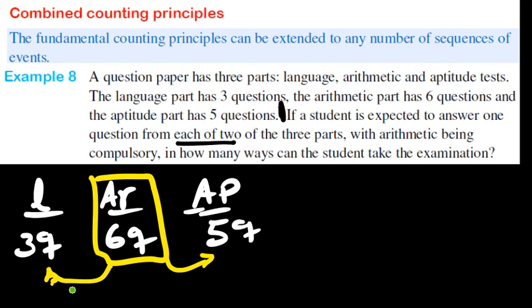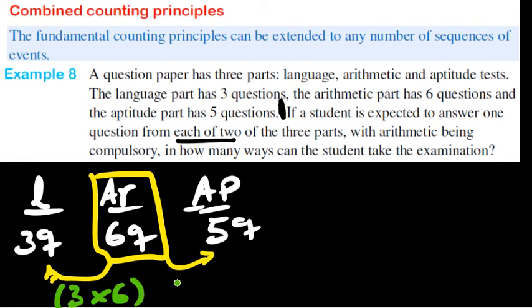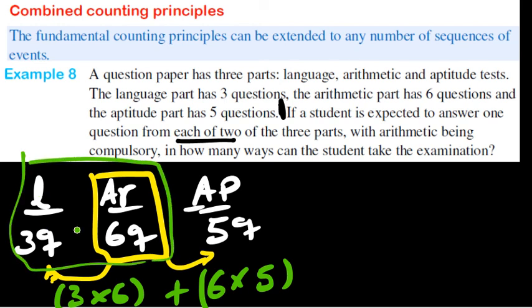It's a must. So that means he has 3 multiplied by 6 chances, plus, if he chooses arithmetic with aptitude, he can have 6 multiplied by 5, because he can choose only one question from each of the 2. Either arithmetic and language going together, you can consider it like 1. How many possibilities does he have? 3 multiplied by 6, or arithmetic with aptitude, 6 multiplied by 5. So he has 48 different ways of choosing. Here we applied multiplication and addition, so this is the combined one. Let us see some exercises.